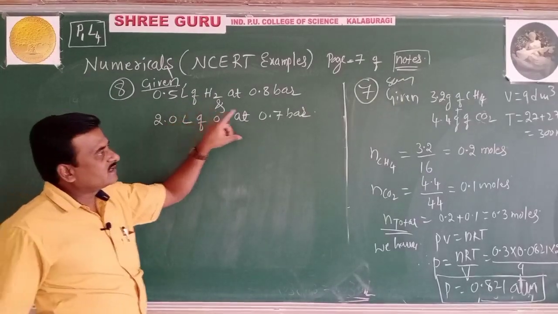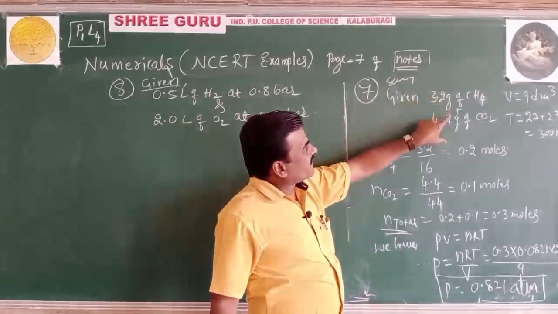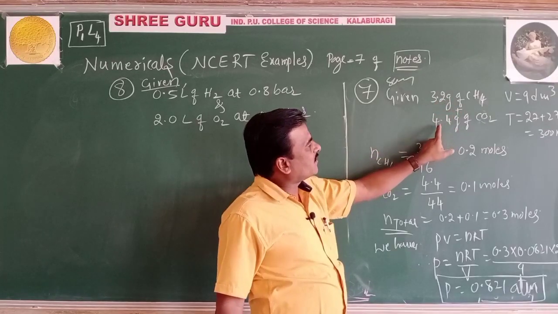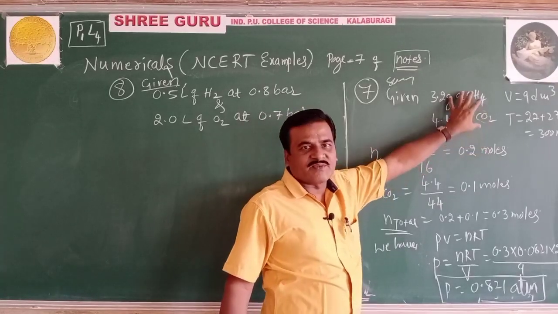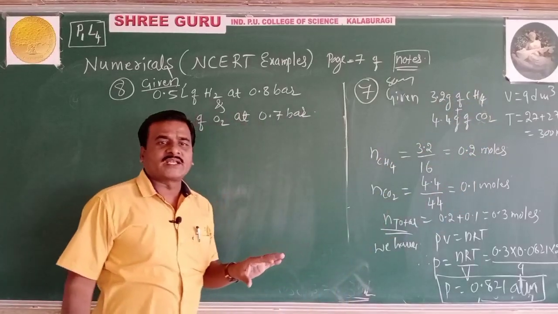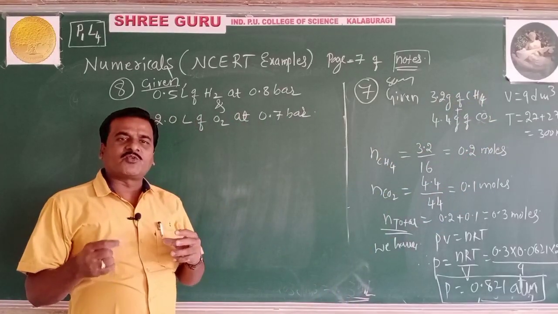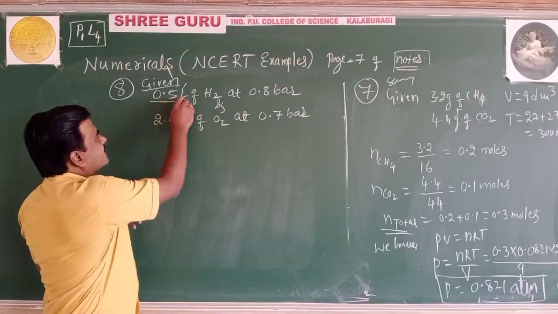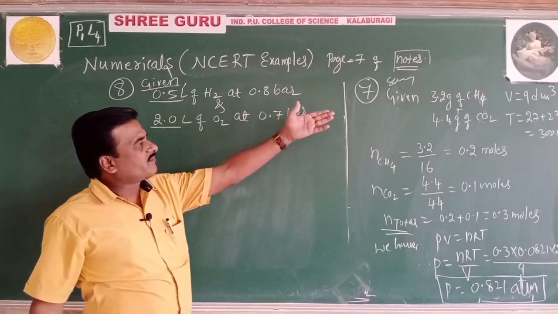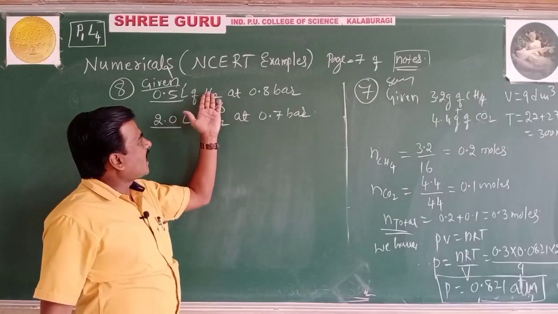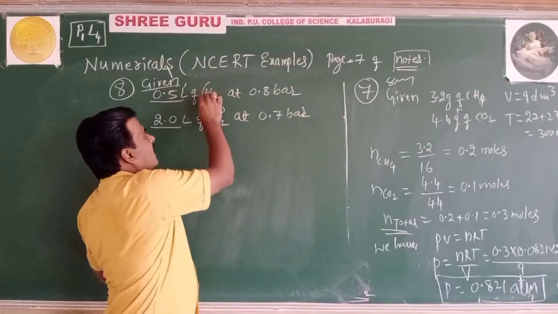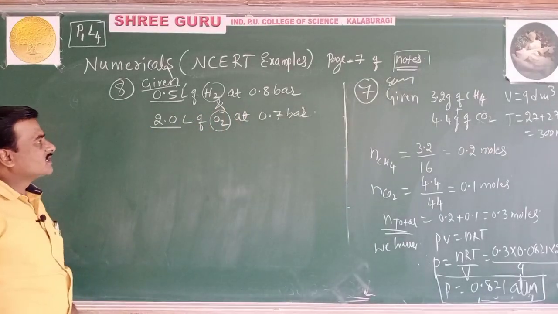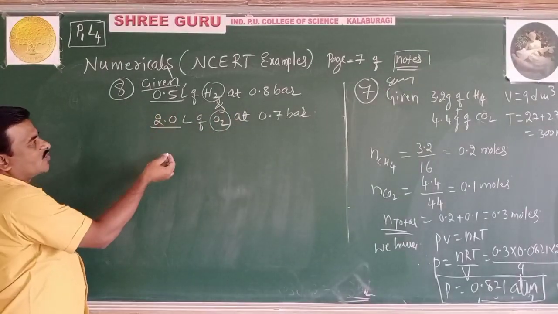Only the change is here. In the previous one, 3.2 gram of one gas and 4.4 gram of another gas, methane and carbon dioxide, were given in grams, but here the amounts are in units of liter. That is the slight change. There it was methane and carbon dioxide; here it is hydrogen and oxygen, dihydrogen and dioxygen. Well, see, here again you have to calculate.